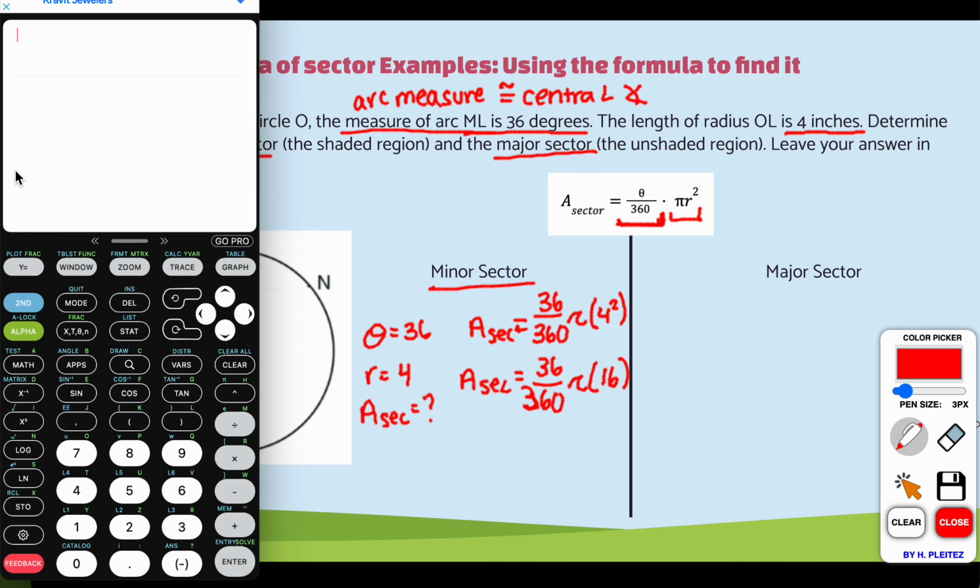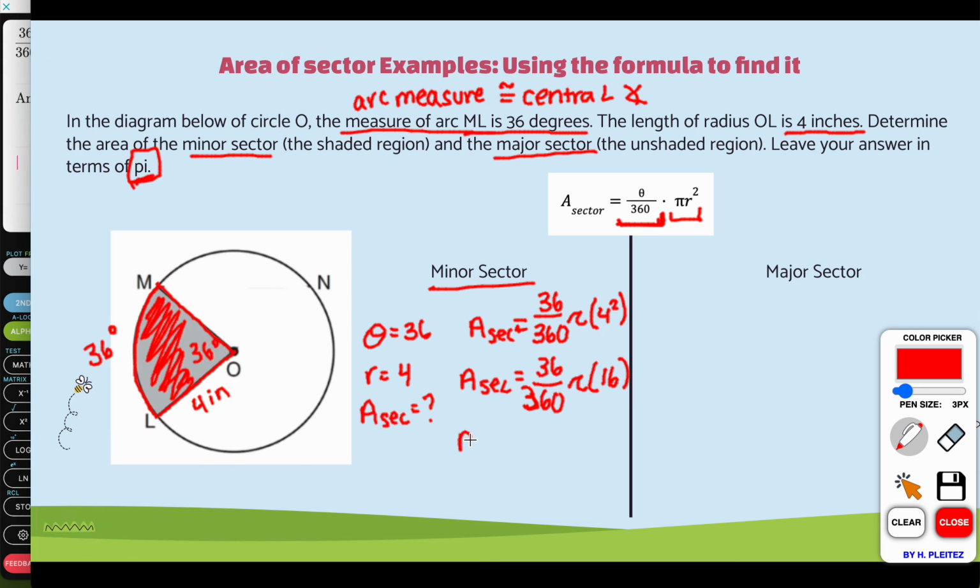So we can go into our calculator, and another way that you guys can get the fraction symbol is if you hit alpha y equals, and then you hit enter. That will give you an option to type your fraction in. So we do 36 over 360, and then we're multiplying that by 16, and that gives us 1.6, but I want it in a fraction. I'm a fraction girly. So we have that the area of our sector equals 8 over 5, and we got to remember to put that pi back in, right? So this is the area of the minor sector.